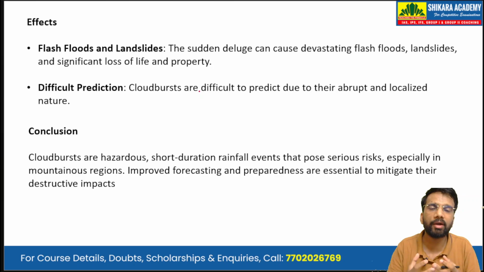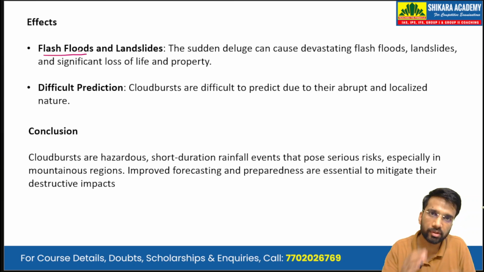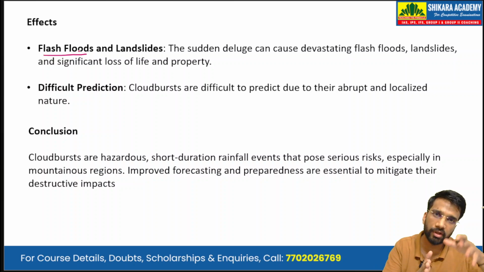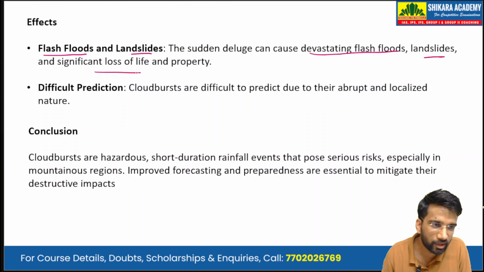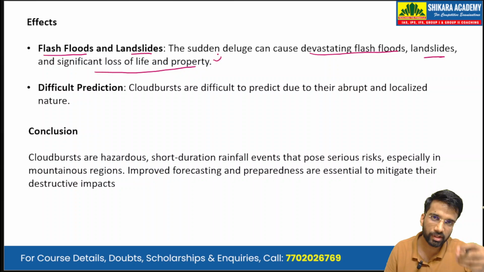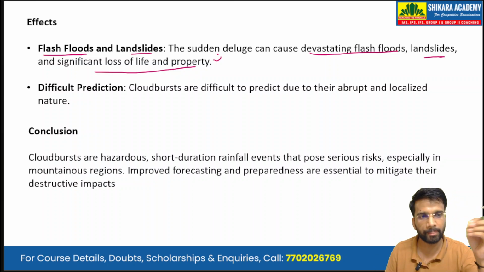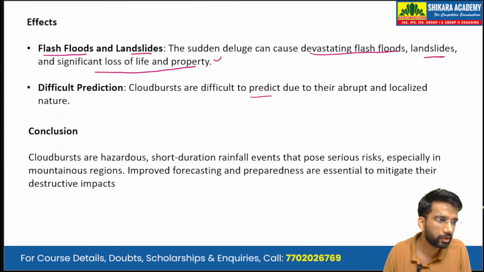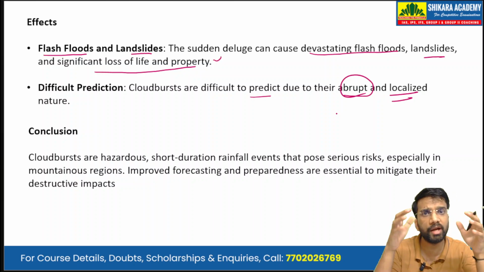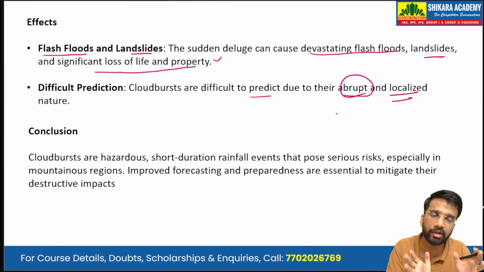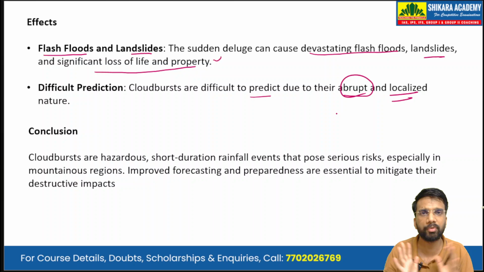So we write what the impact or effect of these cloudbursts is. Number one is flash floods and landslides on the hilly regions or the slopes of the hills. The sudden deluge can cause devastating flash floods, landslides, and significant loss of life and property. This is the main negative impact of cloudbursts. Then, they are very difficult to predict. Cloudbursts are difficult to predict due to their abrupt and localized nature. They are very abrupt, very intense, and localized to certain specific regions only, so it becomes really hard to predict.